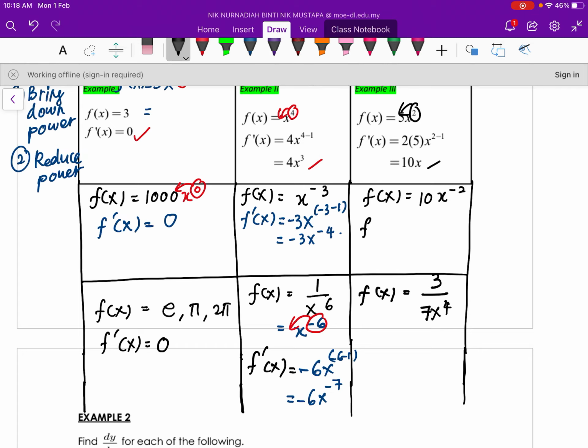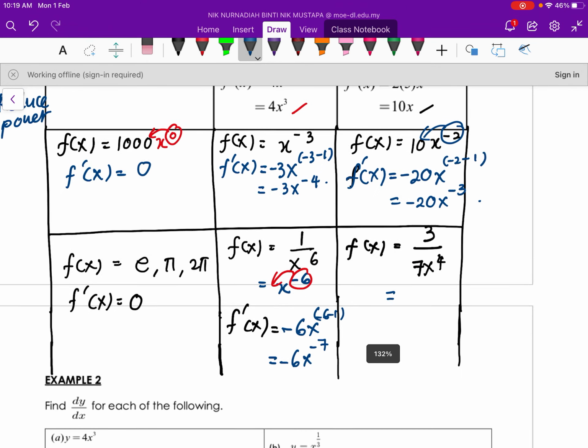Now we go to the example here, yang saya buat dekat sini. So bring down power, reduce power, negative 2 multiplied by 10 here. So it will become negative 20 x to the power of negative 2 minus 1. So the answer will be negative 20 x to the power of negative 3. And that's it. Still the same process. Now, the question is 3 over 7x to the power of 4.